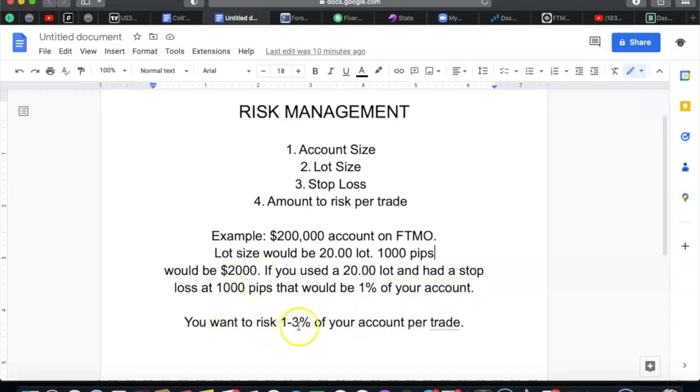You want to risk 1 to 3% of your account per trade. So you need to figure out what lot size should I use for this stop loss to be risking 1% of my account, 2% of my account. Figure this out because this is going to be extremely important and really determine whether you're going to be able to see your capital and your account growing over time, or you're going to be taking those big hits and small wins. At the end of the day, you want to be taking bigger wins than losses.